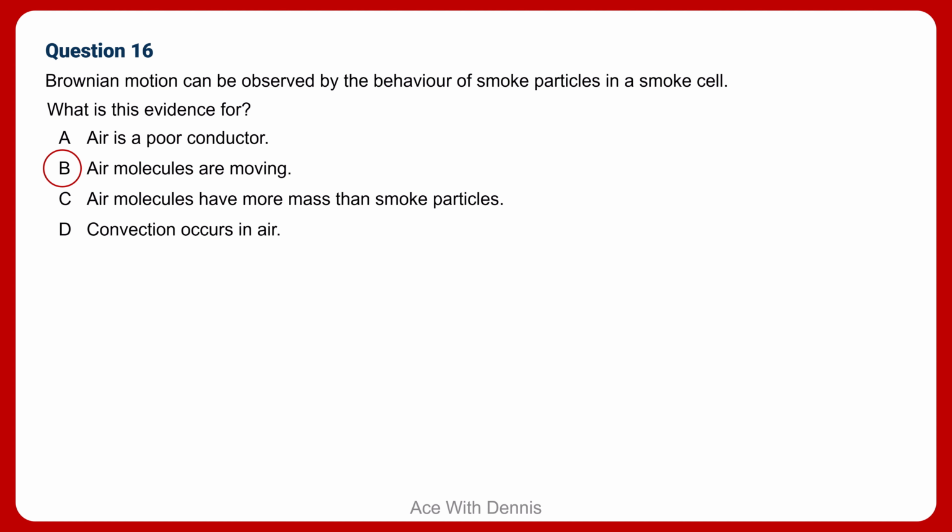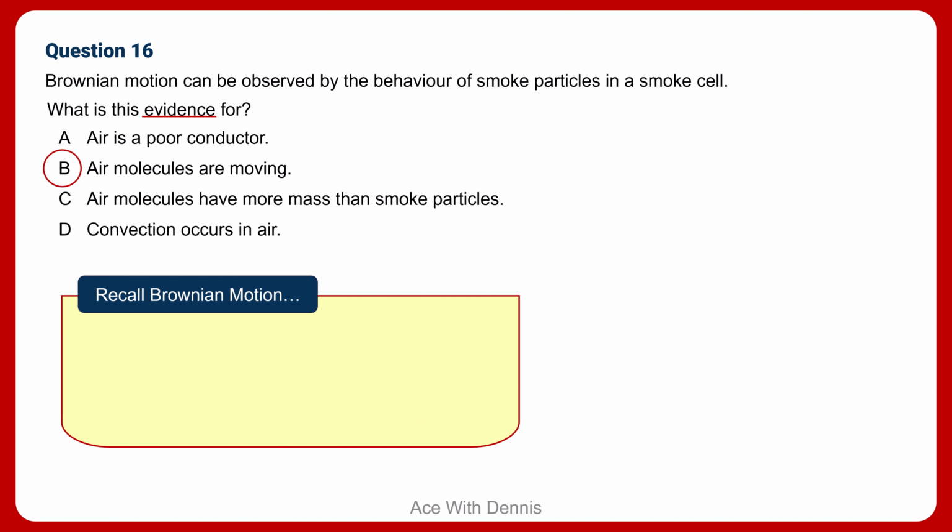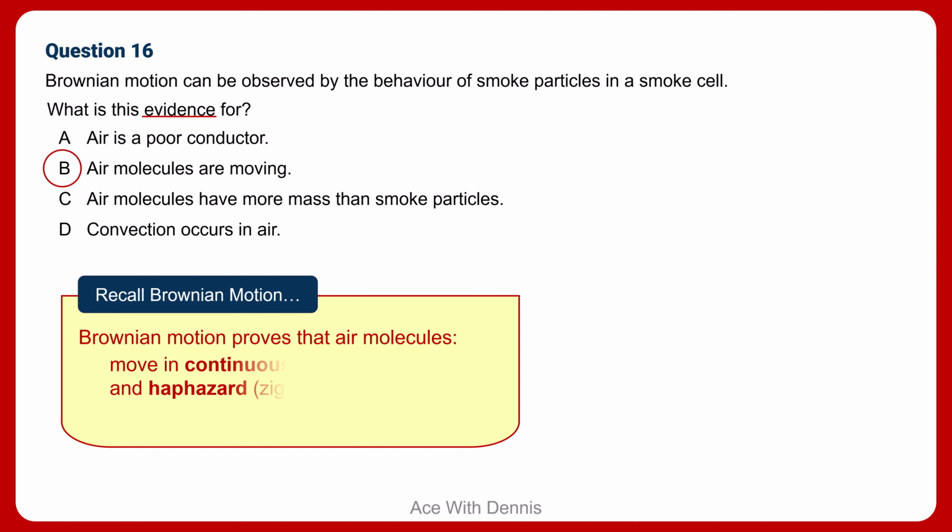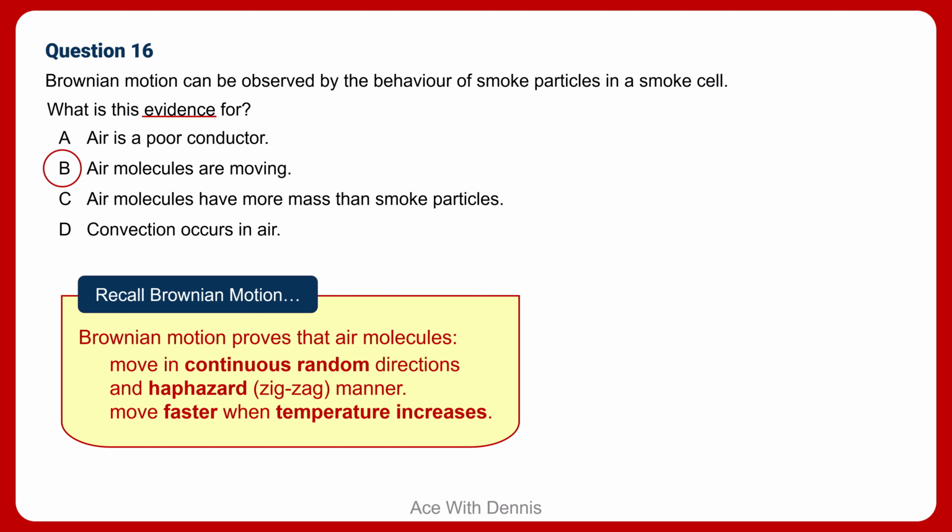So this question asks about what Brownian motion proves. Recall what Brownian motion is. Brownian motion proves that air molecules move in continuous random directions and in a haphazard or zigzag manner. It also proves that air molecules move faster when temperature increases. Therefore, the answer for this question is B. Air molecules are moving.